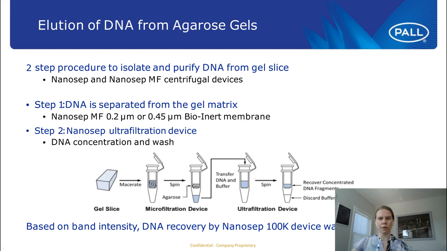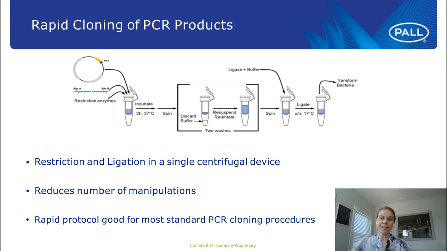And lastly, spin devices can be used for rapid cloning of PCR products. What's really nice in this case is that the restriction and ligation steps can be performed in a single device. What you really need to add is your plasmid, your DNA fragment that you would like to clone, and restriction enzyme. Leave it to incubate, then spin down, perform several washes, add buffer and ligase, spin down again and let the ligase take effect. The end product will be the ligation products for transformation, in this example, transformed bacteria.